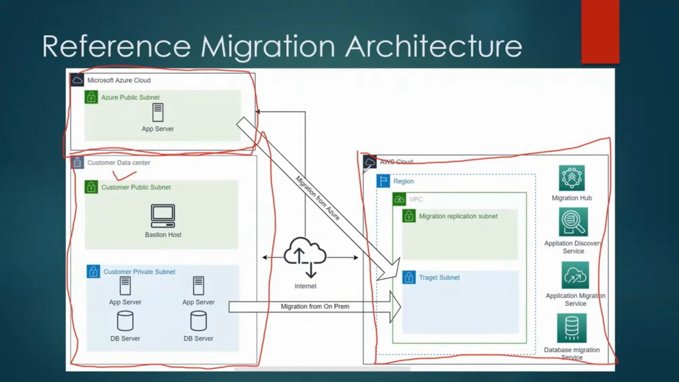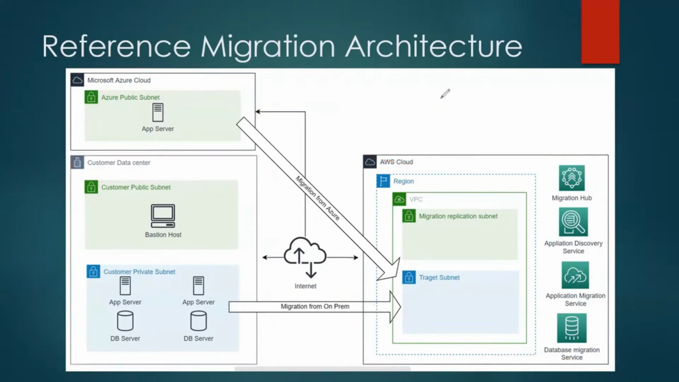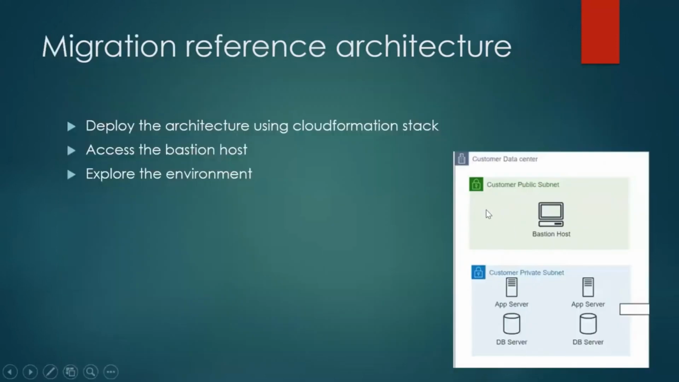Today in this video, I'll explain how to deploy this architecture using the CloudFormation stack, because creating all this infrastructure manually would take a lot of time. So we deploy the architecture using cloud automation, using the CloudFormation stack, and then we can start the main topic that we are covering, the migration planning. Let's move forward and deploy the architecture using the CloudFormation stack, and then we will explore that environment and access it through the Bash host.